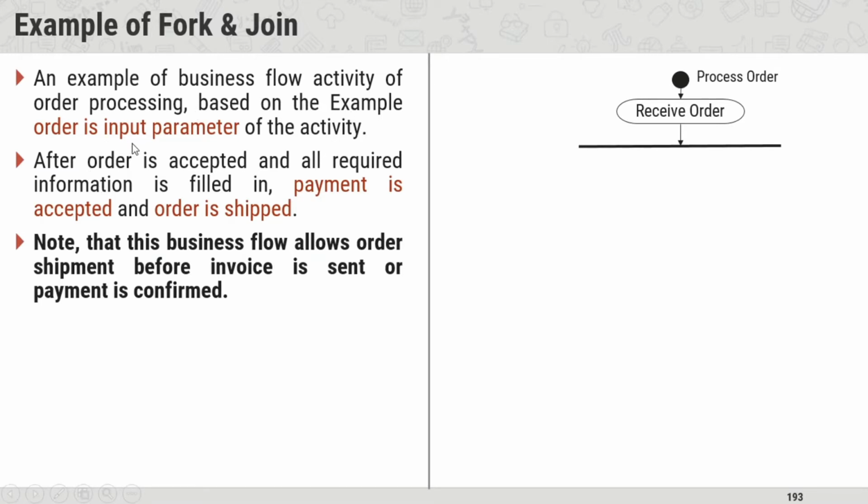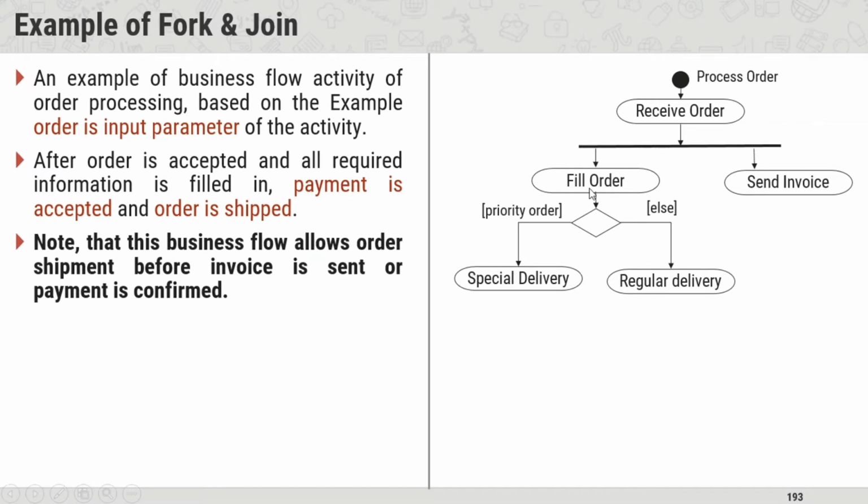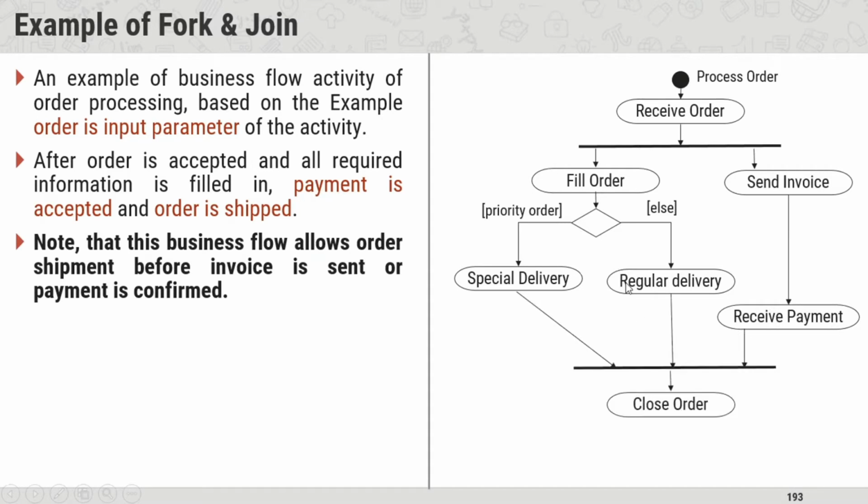Based on the example, order is the input parameter of the activity. After the order is received, all the required information is filled in. Payment is accepted, the order is shipped. So you will fill the order and send the invoice, and while filling the order, you will have the category of order, whether it's a special delivery or regular delivery. This is what you will choose. There could be a decision for this, and all of this will lead to the final step, which is to close the order.